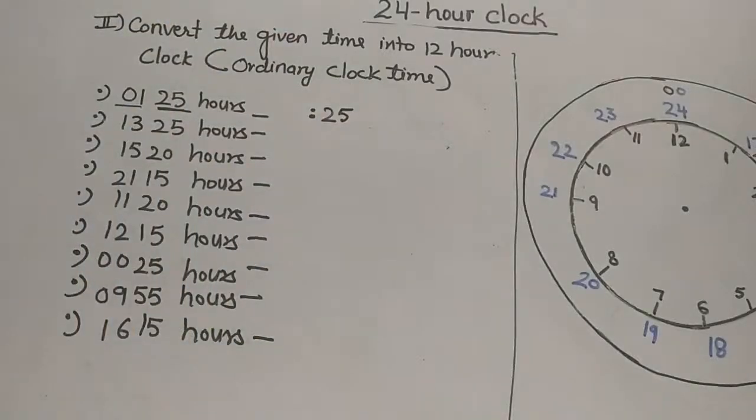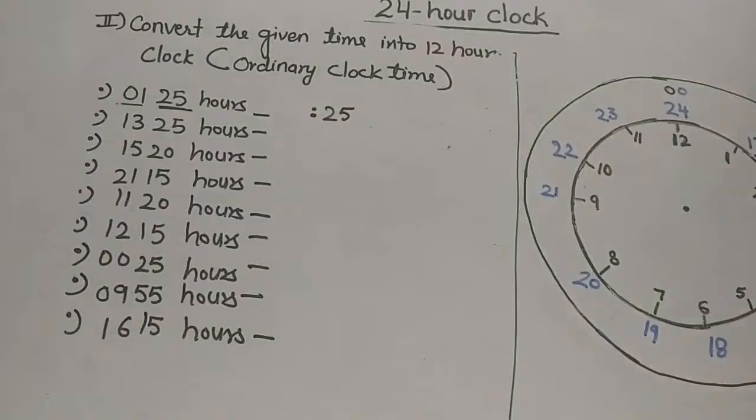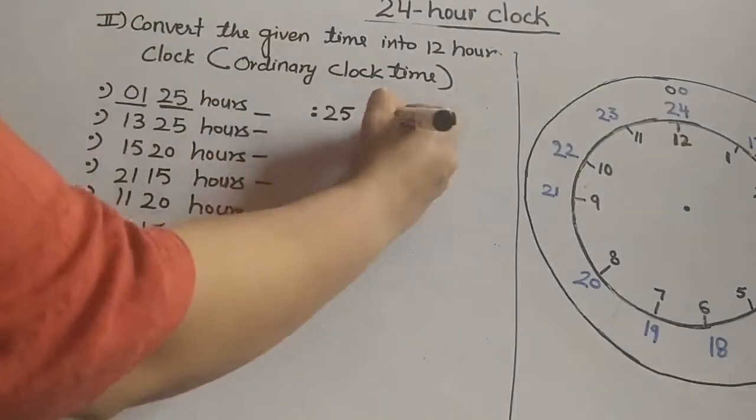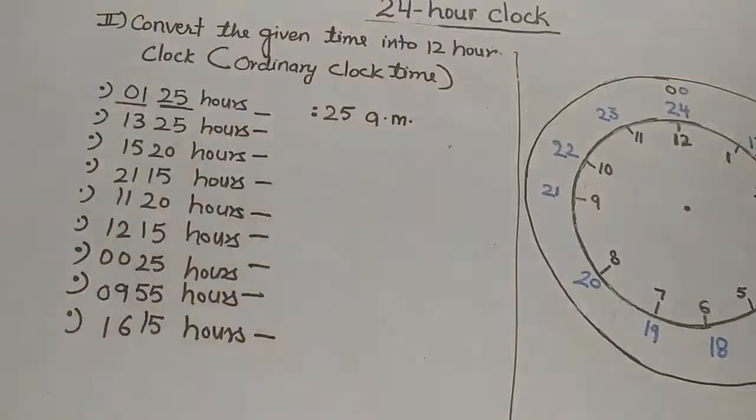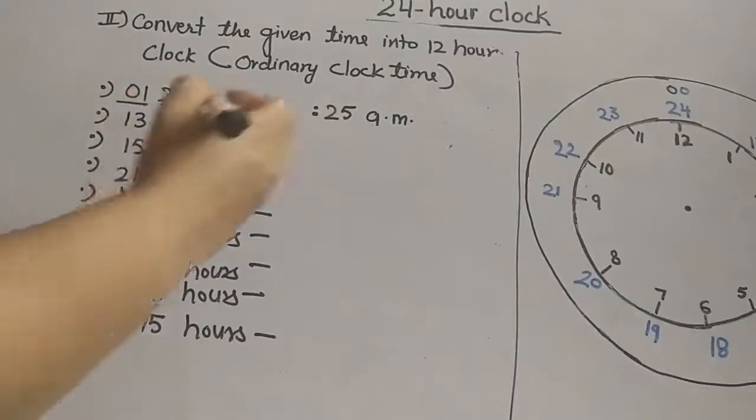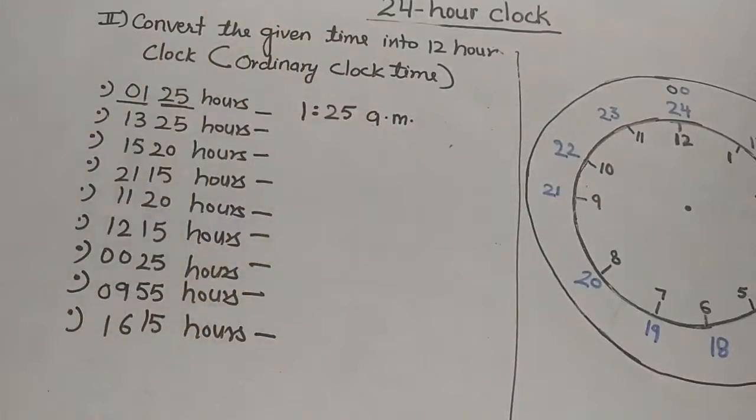Now we will see for the first 2 digits which are for hours. If these 2 digits are smaller than 12, then the time will be in AM. Because this one is smaller than 12, so I'll write AM here. And if the number is smaller than 12, we'll write it as it is. So the time will be 1:25 a.m.